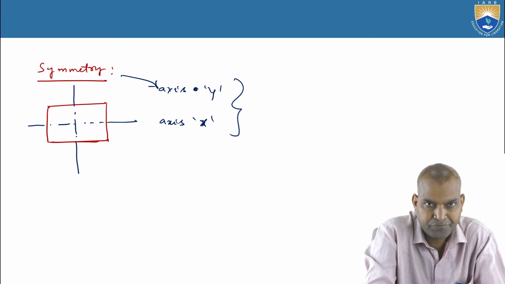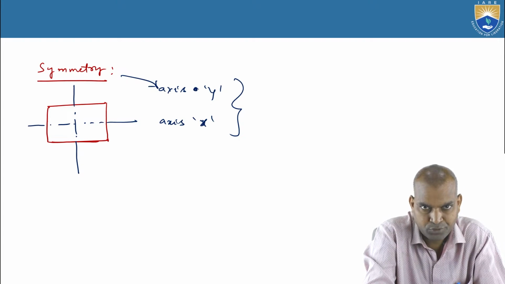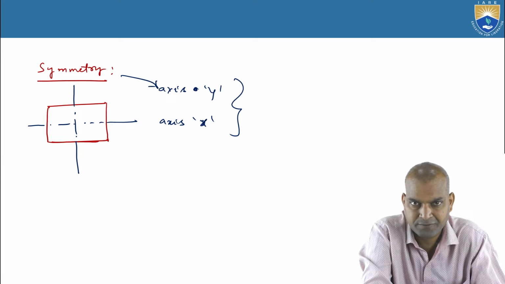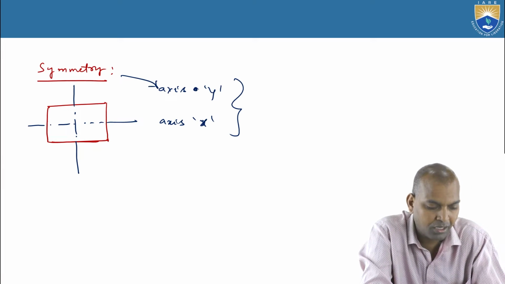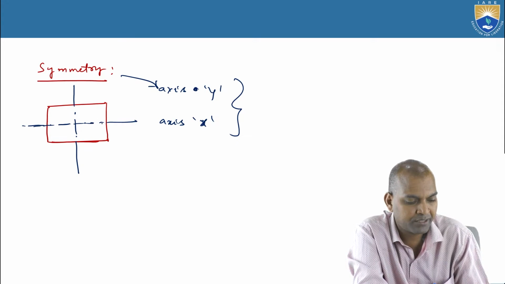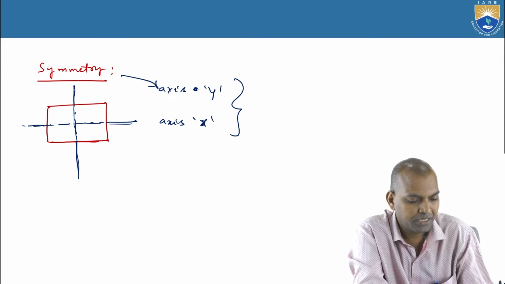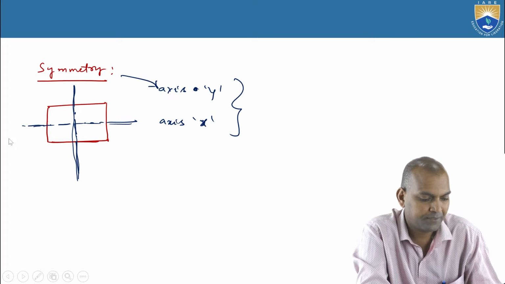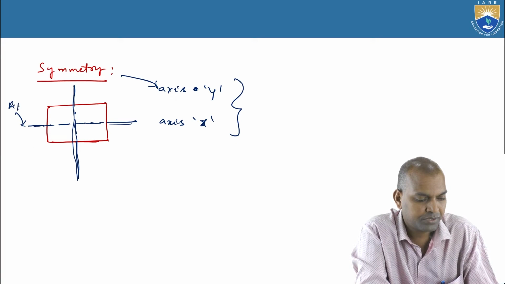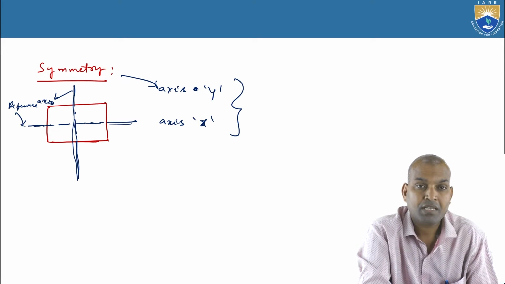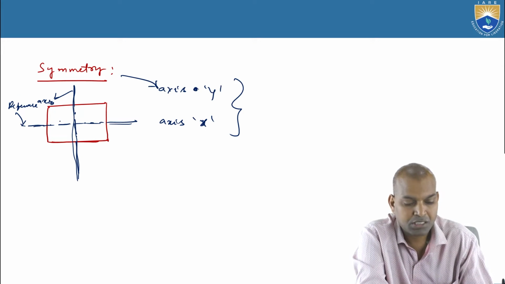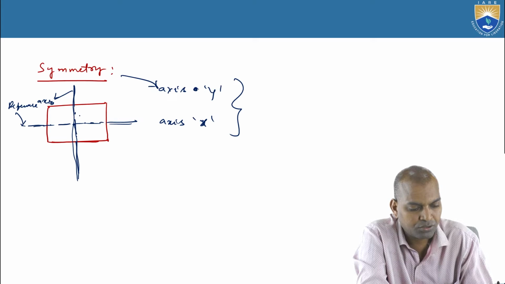Now coming to the reference axis, very important in order to find out the centroid. If the reference axes are passing through the centroid, these are the reference axes for this rectangle. Then what is the centroid position? The centroid is at 0, 0.